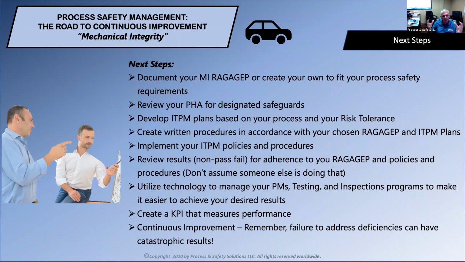Emphasize, and just like this whole webinar series is really talking about continuous improvement, remember, failure to address deficiencies can have catastrophic results. If you want to understand what those catastrophic results are, refer to your PHA and look at those consequences that can result if those things go wrong. Every one of those things that go wrong are MI issues that we can make sure in our programs we're addressing to make sure that they don't occur.